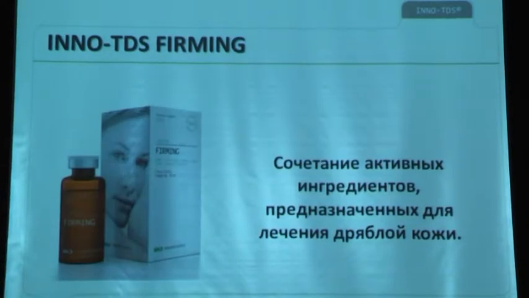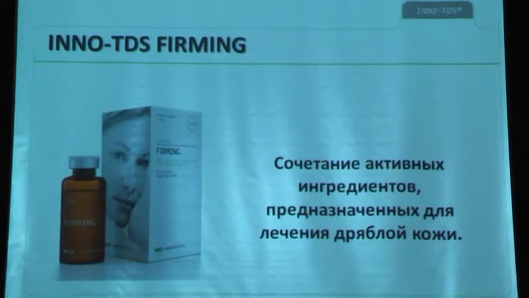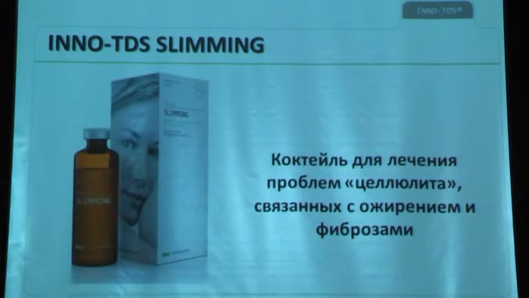And the classical active ingredient, the main active ingredient we use in every protocol for this cellulitis, is Firmin. And because it's combined with the adipocyte cellulitis, next we must combine it with Slimming.